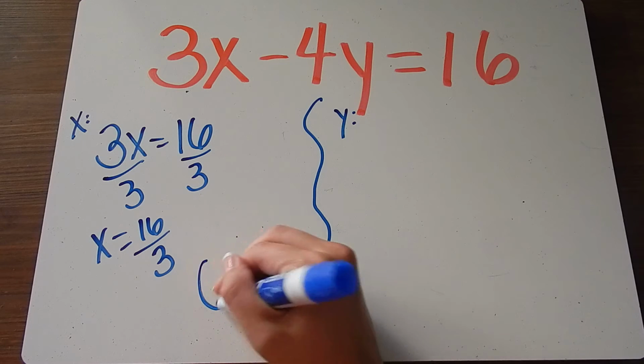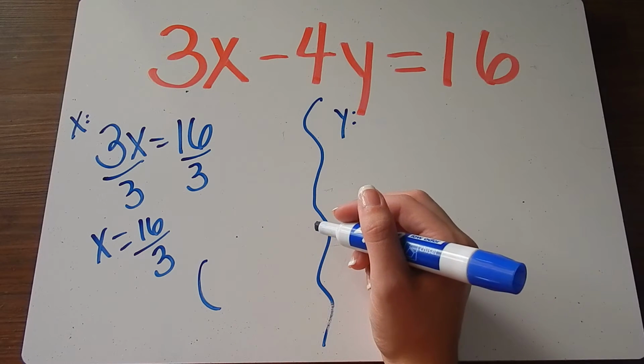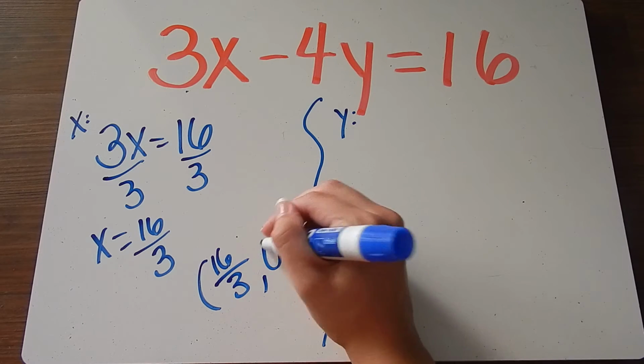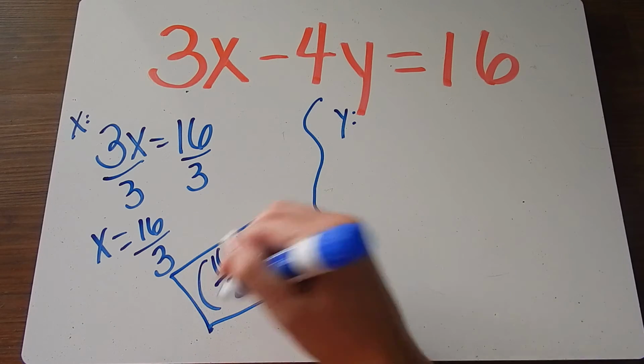And remember, we want to write our answer as a point, x, y. So my x we found was 16 over 3. My y, remember, is 0.